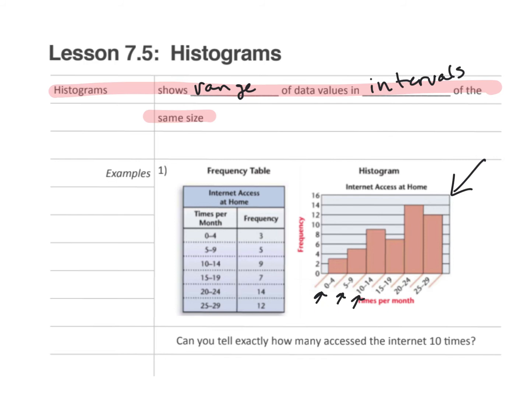So we know that 3 students said 0 to 4 times a month. We know that 5 students said 5 to 9 times a month. We don't know which one said 5 or 6 or 7 or 8 or 9, but we know they are somewhere in that range. So the question down here says, can you tell exactly how many accessed the internet 10 times? No, we cannot. We know how many accessed it 10 to 14 times, but not just 10.